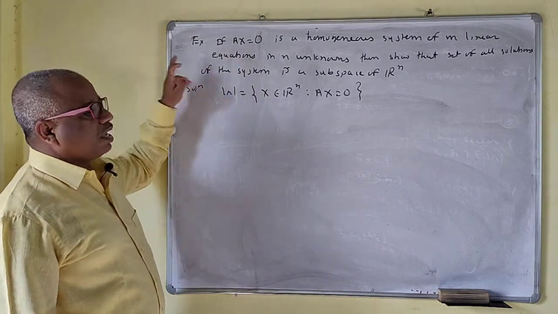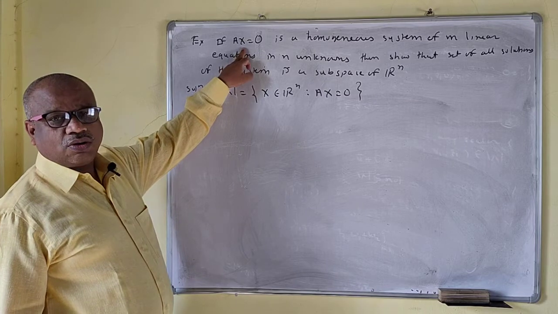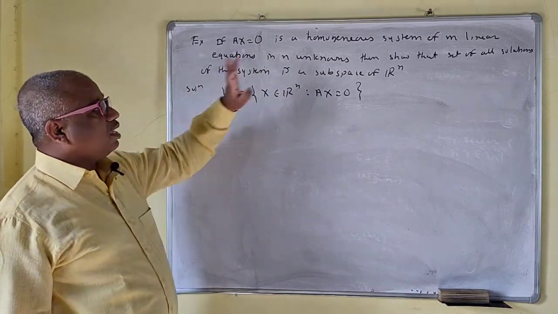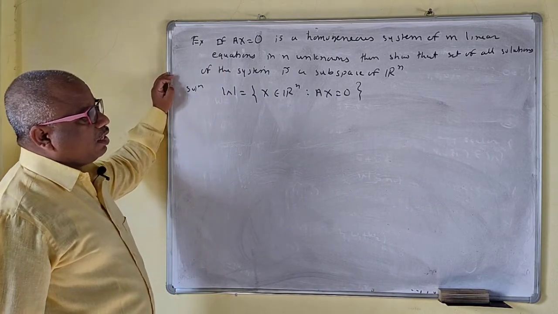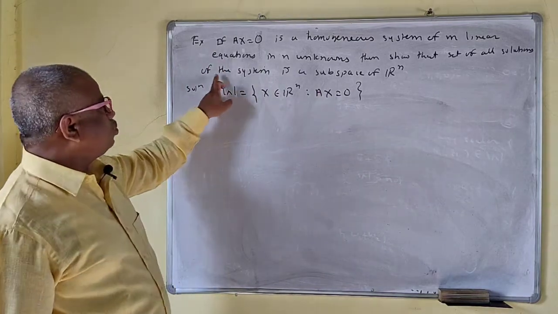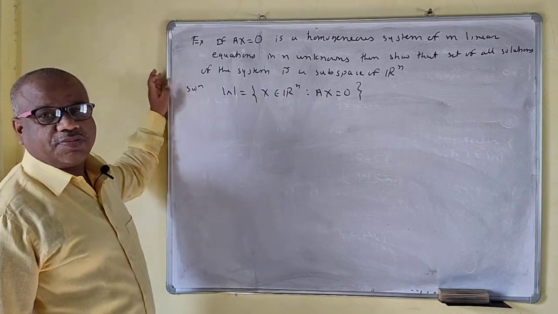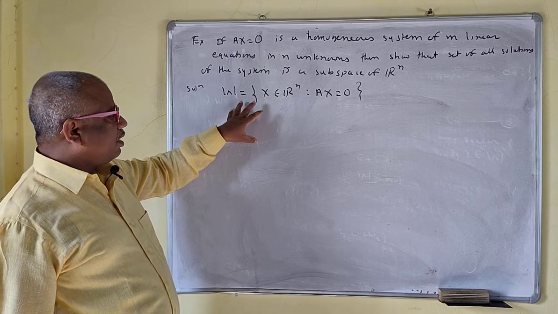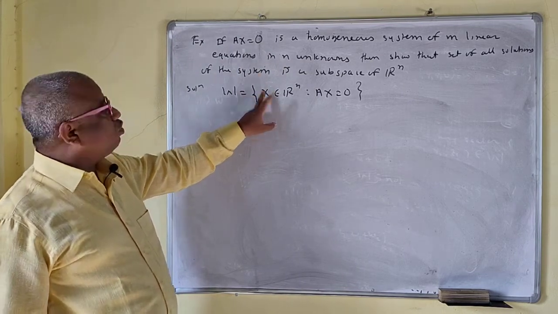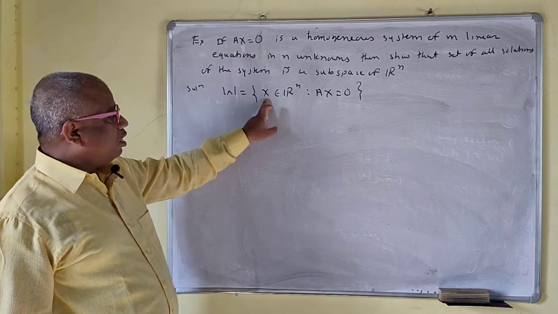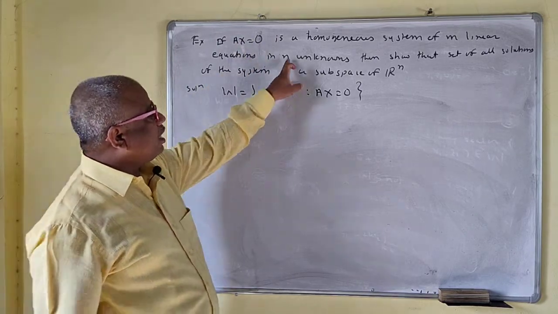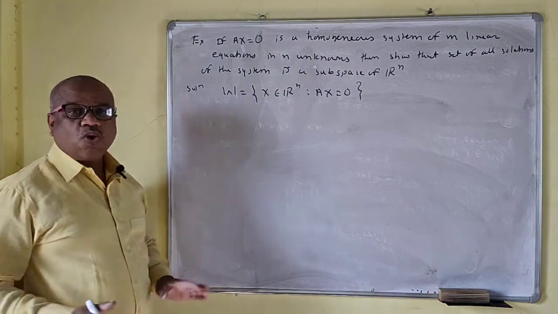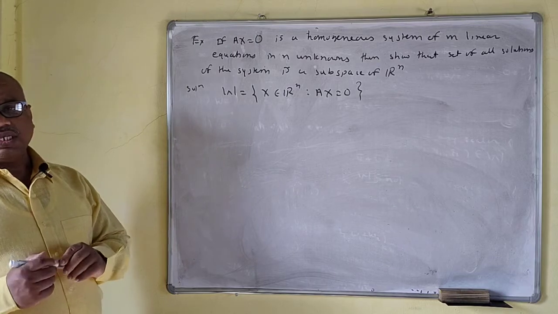If A is the matrix, X is also a column matrix, X is the homogeneous system of m linear equations in n unknown. Then show that the set of all solutions of the system is a subspace. So we write this subset in mathematical form. X is the solution of this system. X is in Rn because there are n unknown. So X belongs to Rn, AX is equal to 0. This is the system. We want to prove that this W is a subspace.